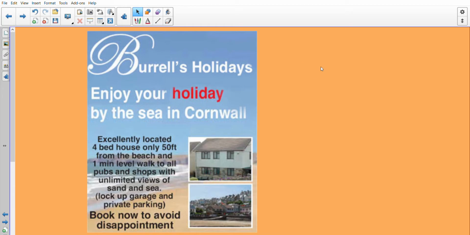And I'd like to carry on the task for this advert here. Burrell's Holidays. Enjoy your holiday by the sea in Cornwall. Excellently located 4-bed house only 50 feet from the beach and 1-minute level walk to all pubs and shops with unlimited views of sand and sea. Lock-up garage and private parking. Book now to avoid disappointment. Right, lots of emotive language, could be negative or positive in there. So I like to just write them down under the previous subheading. Okay, pause the video there.